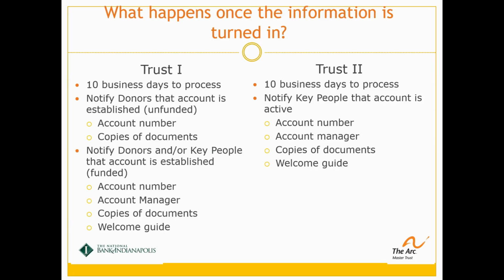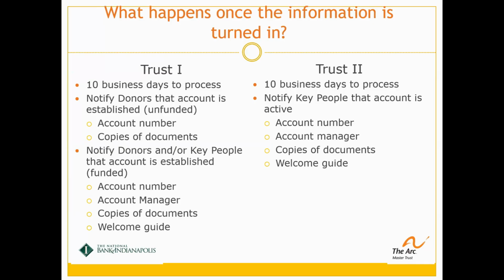With Trust 1, once it has been set up, we will be notifying the donors that the account has been established. Those donors will also receive information about the account number that has been assigned to the beneficiary, as well as copies of the documents that they have signed. If the trust is funded, we will be notifying both the donors, if applicable, and the key people who have been listed on the forms.